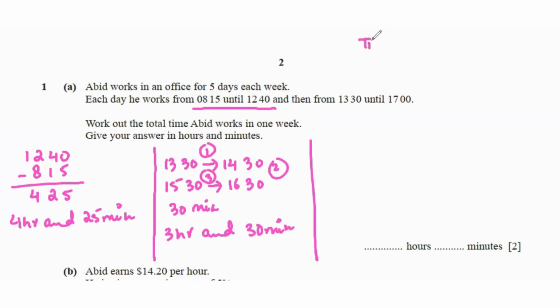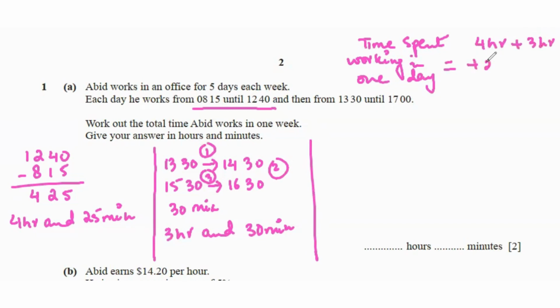So time spent working in 1 day is going to equal 4 hours plus 3 hours plus 25 minutes plus 30 minutes. That's going to be 7 hours and 55 minutes. Now this is just for 1 day. He's working 5 days each week.